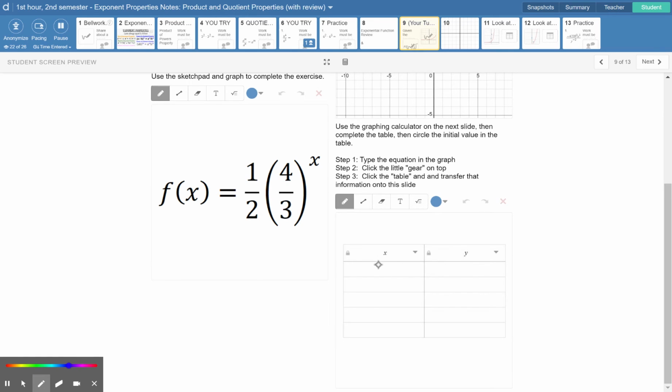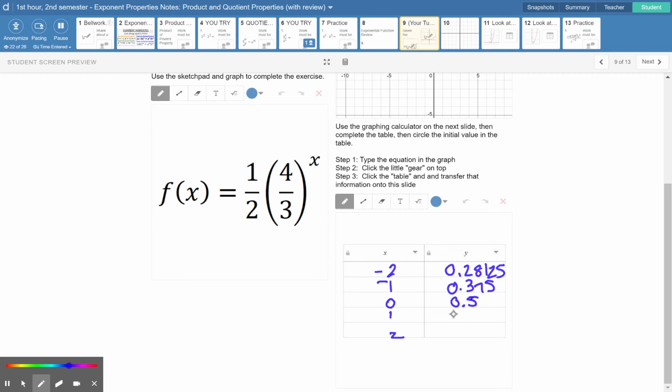So then we have -2, -1, 0, 1, 2. And then I recommend writing all of the decimals down. So I got that from slide 10.